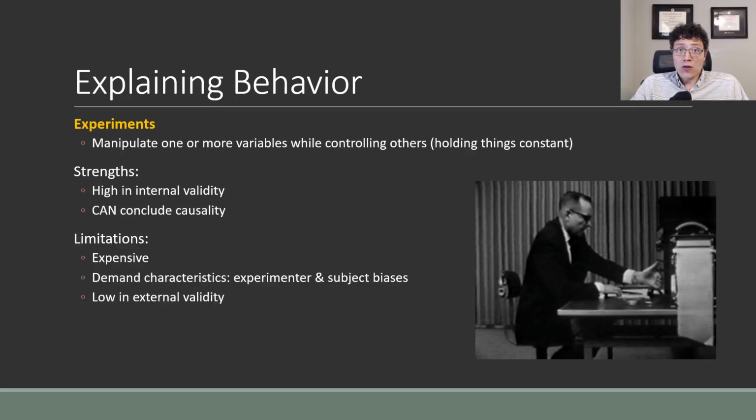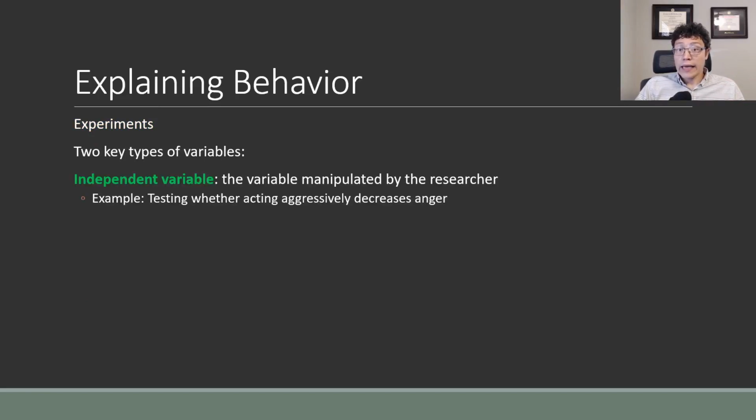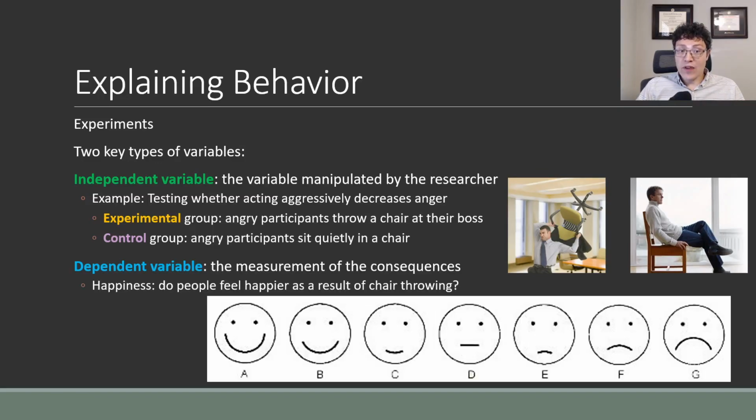However, it's very difficult to run experiments, and they're low in external validity. They're not like an observational study where you can see what people are doing in their natural, quote unquote, habitat. So there are these issues with demand characteristics. But when it comes to talking about variables and experiments, we go back to independent and dependent variables.